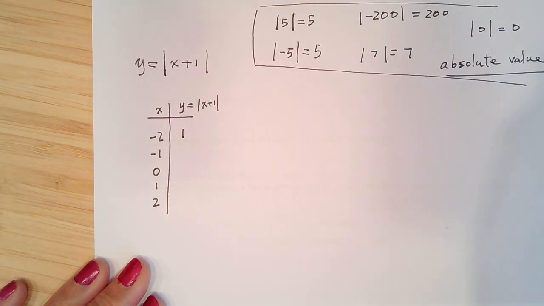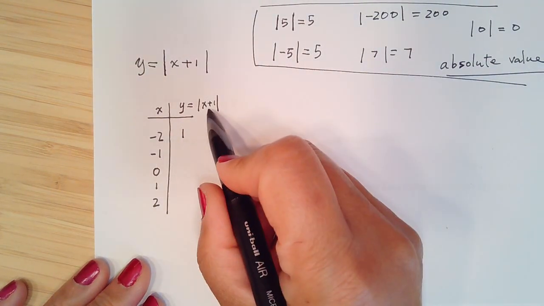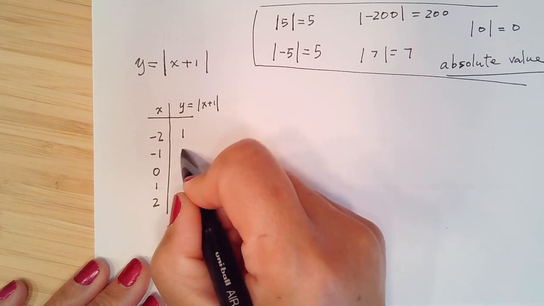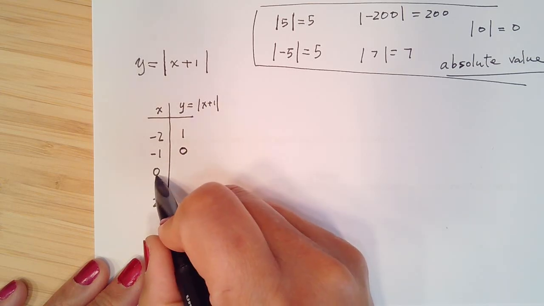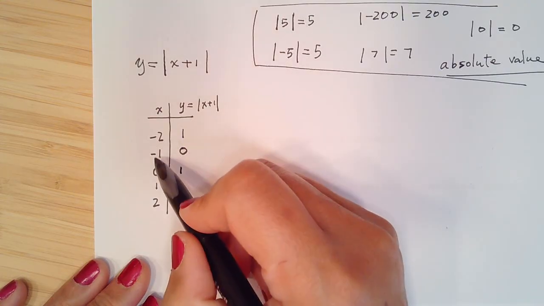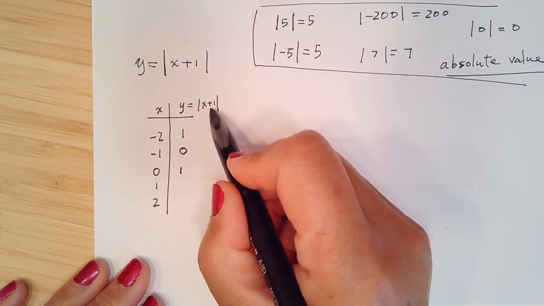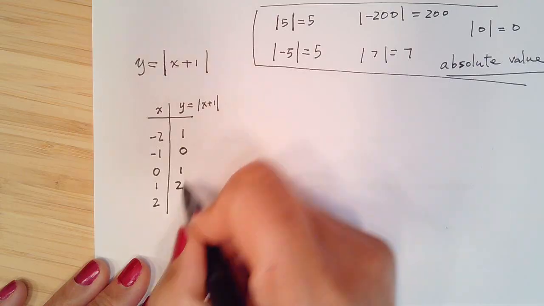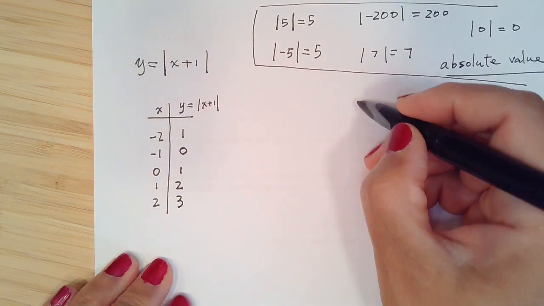When x equals negative 1, negative 1 plus 1 is 0, absolute value of 0 is 0. When x equals 0, 0 plus 1 is 1, absolute value 1. When x equals 1, 1 plus 1, 2. 2 plus 1, 3. Okay, you ready?